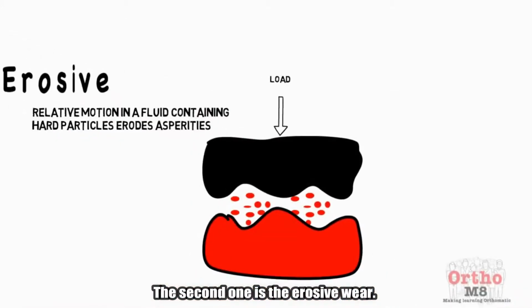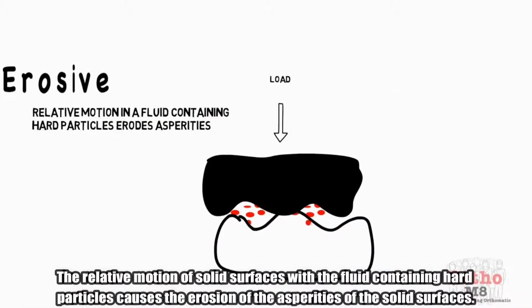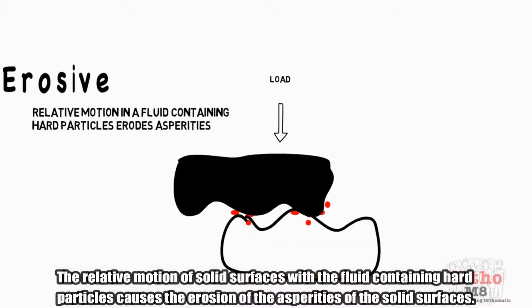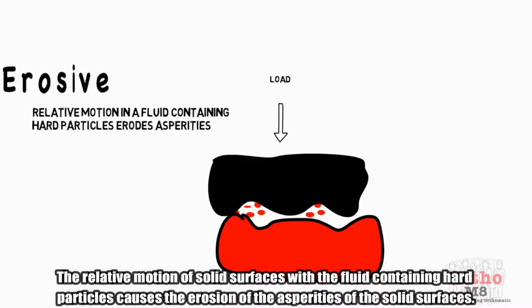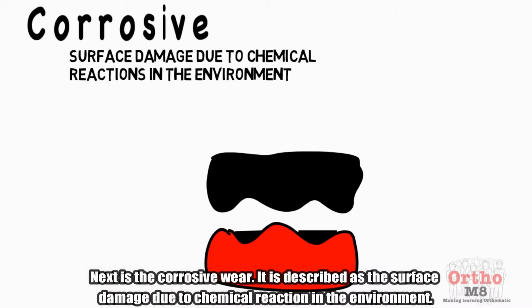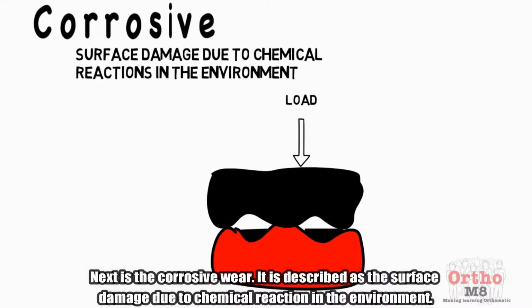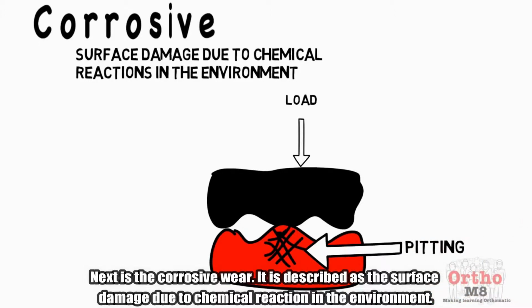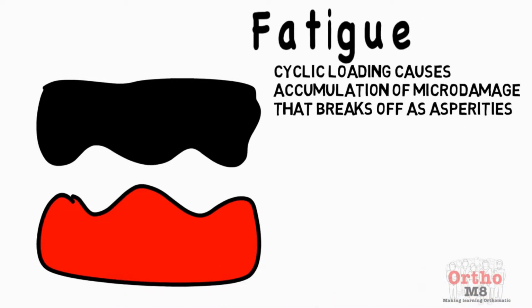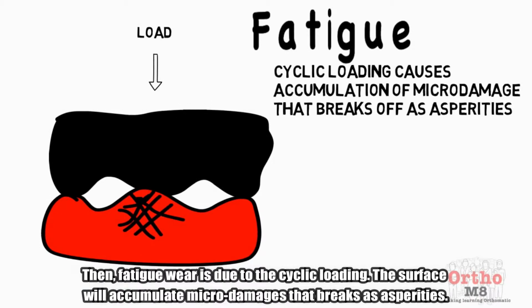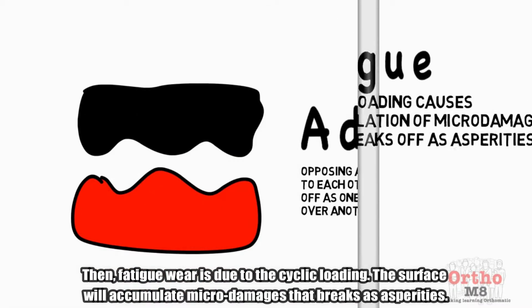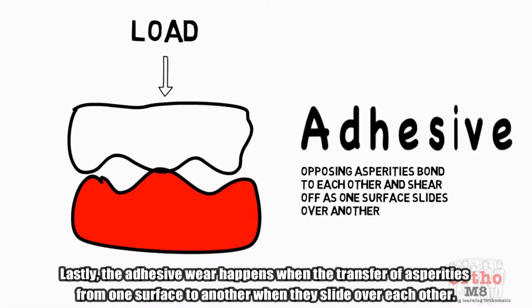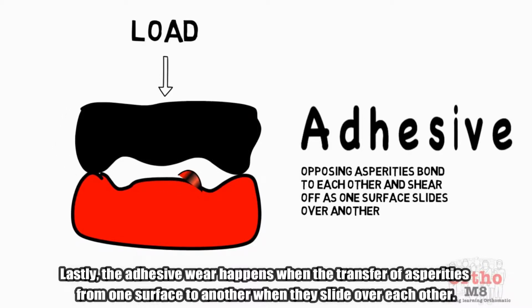The second one is erosive wear. The relative motion of solid surfaces with a fluid containing hard particles causes the erosion of the asperities of the solid surfaces. Next is corrosive wear. It is described as the surface damage due to chemical reaction in the environment. Then, fatigue wear is due to cyclic loading. The surface will accumulate micro damages that break as asperities. Lastly, adhesive wear happens when asperities transfer from one surface to another when they slide over each other.